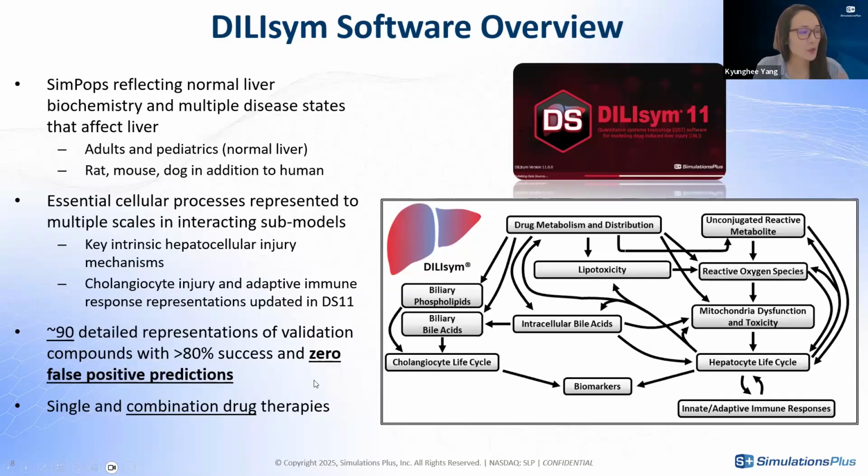So far, we have represented over maybe 90 compounds, and these are compounds with clinical data, which can be used to validate the model performance. And we had more than 80% success rate on predictivity with 0 false positive predictions. And lastly, the mechanistic model, as you can imagine, is well suited to simulate and predict hepatotoxicity outcomes as a result of multiple mechanisms, the combination of different mechanisms, as well as combinations of different drug therapies in the polypharmacy setting.